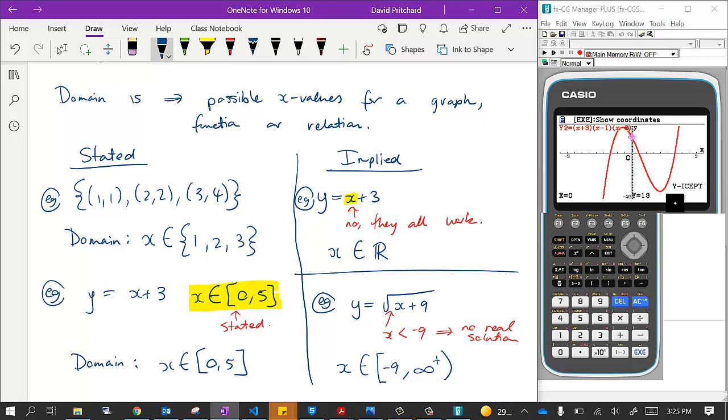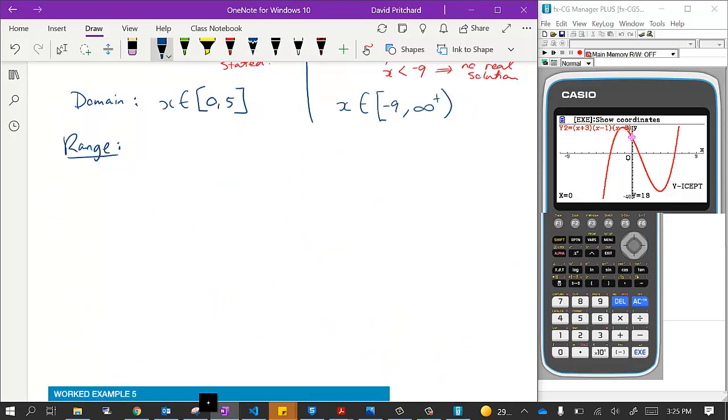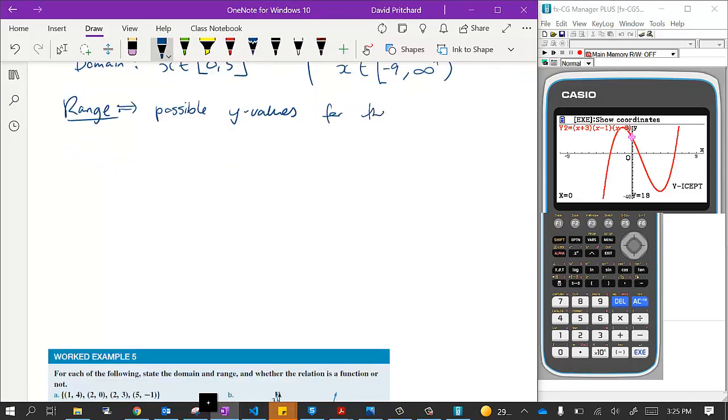We have to think about the problem and consider the values that we could possibly insert into that function or relation. Now, range is simply the possible y values for the graph, relation, or function. So now we're looking at those limits to the y values. Generally, with range, we'll have to work it out ourselves. Most of these are implied, or at least we're trying to calculate range values. So all must be considered or calculated.